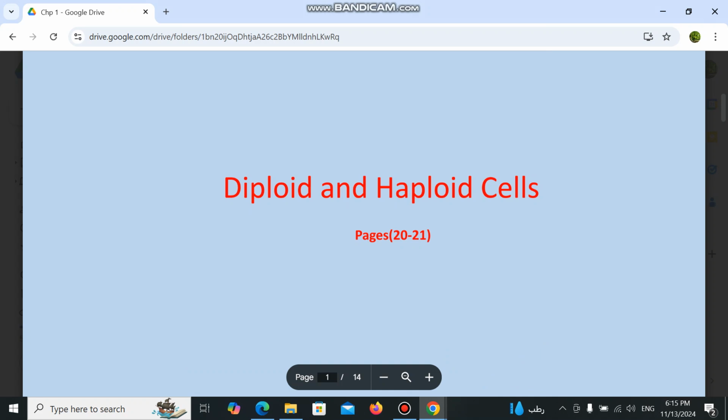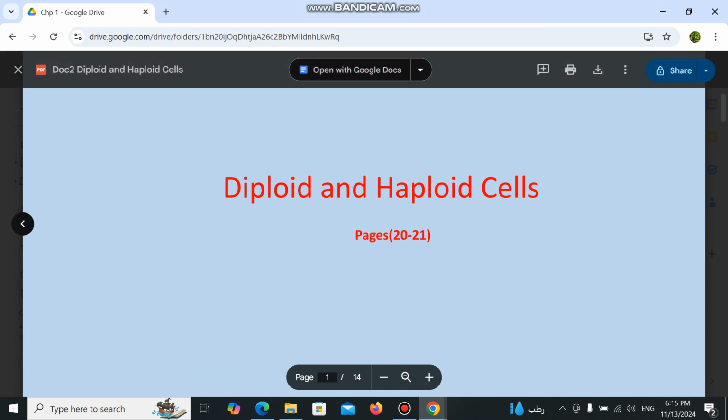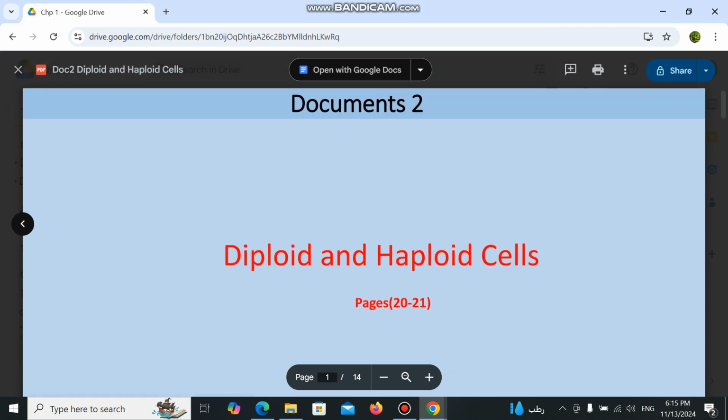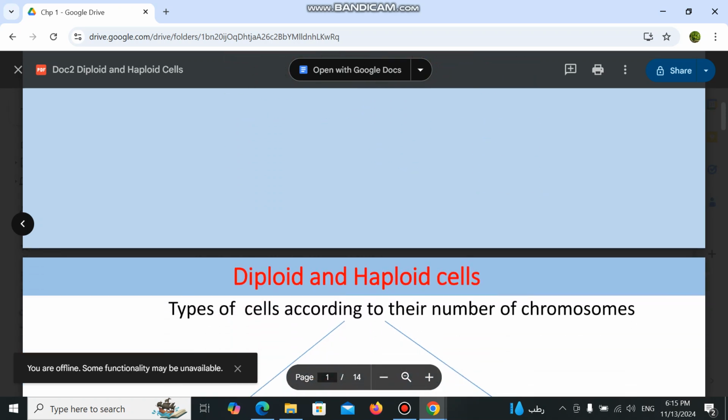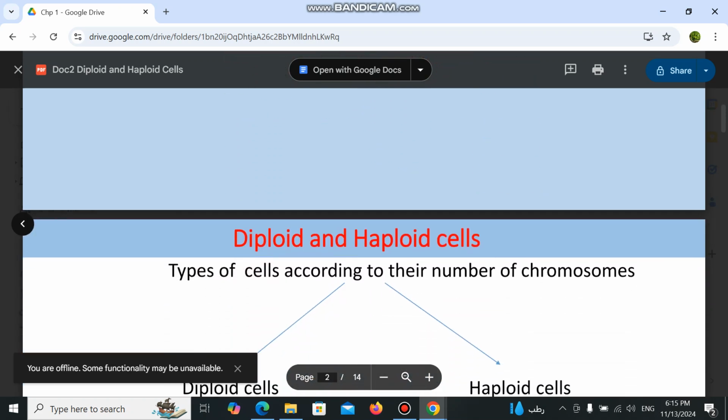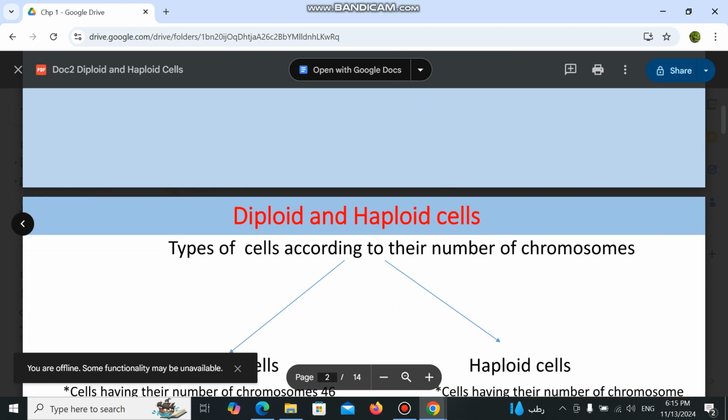Today we will take document 2 in chapter 1, which is titled diploid and haploid cells. In your book, you will find this document on pages 20 and 21. First of all, what do we mean by diploid and haploid cells?